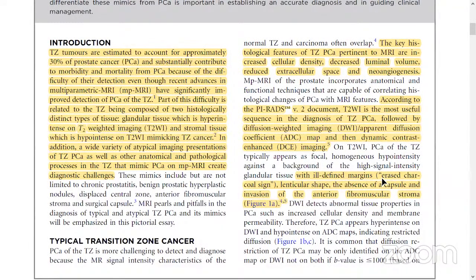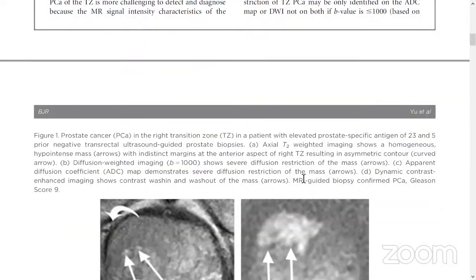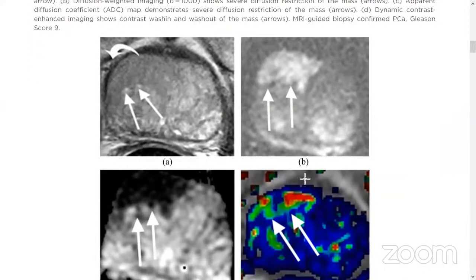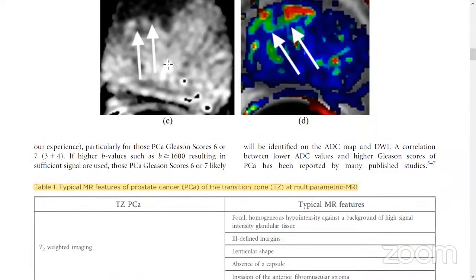This is the term which they use: erased charcoal sign. So when you are seeing a lesion that looks as if the margins are obscured, as if the margins are ill-defined, corresponding to an erased charcoal appearance, you can straight away think of PIRADS 3, 4, 5 lesions. If it is lenticular in shape, with absence of capsule and invasion of the anterior fibromuscular stroma, it goes straight to PIRADS 4, 5, depending on the size. I'm just skipping a lot of parts because we have discussed them in detail. I'm just taking the important ones which I've marked. Several examples, see how this is looking ill-defined with obscured margins. So that is what the term is.